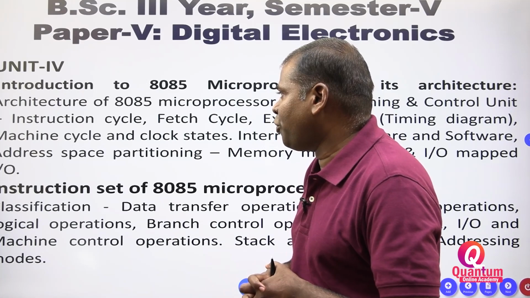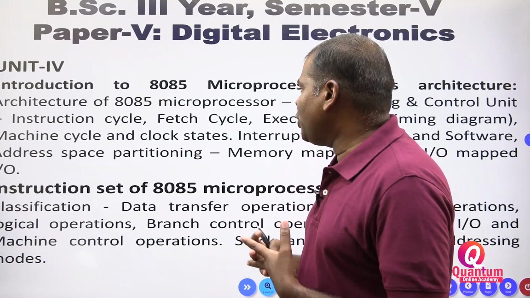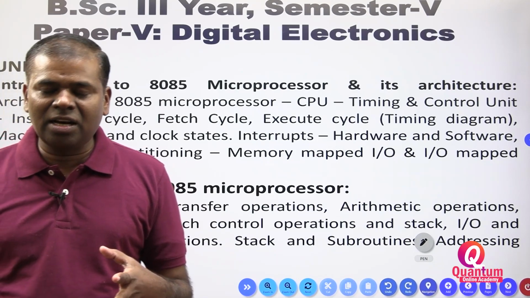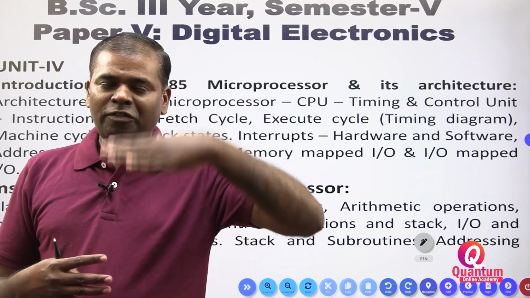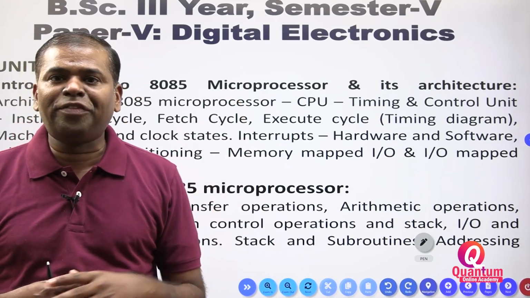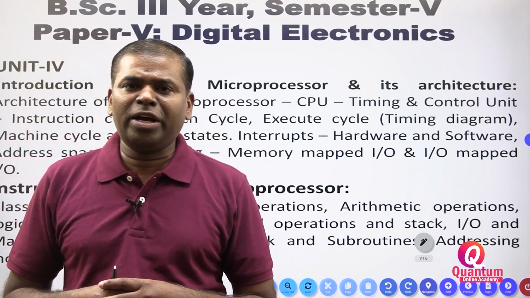What is unit number 4? It is very, very important. Unit number 4 is the microprocessor. This one is the first generation microprocessor, and the second generation microprocessor is the 8085.